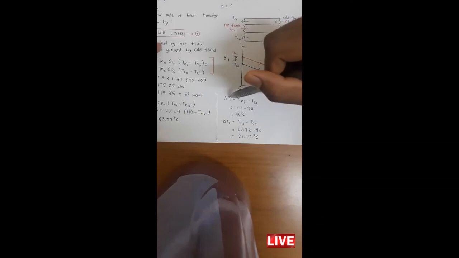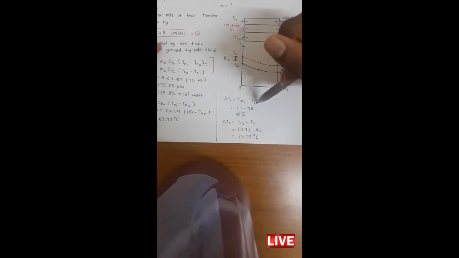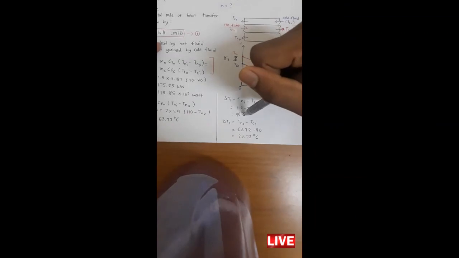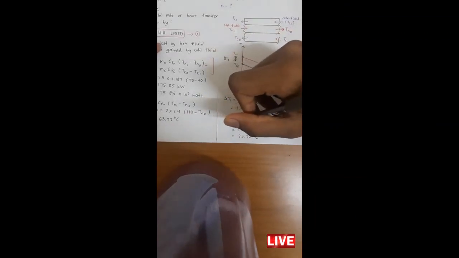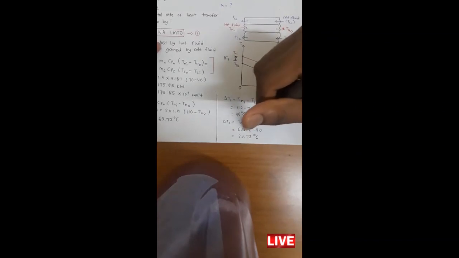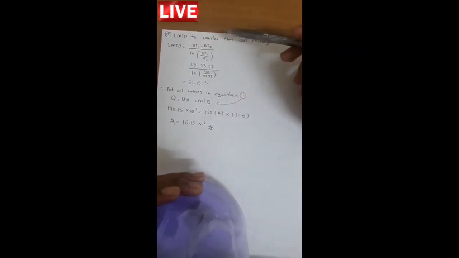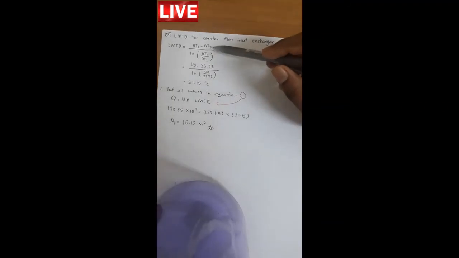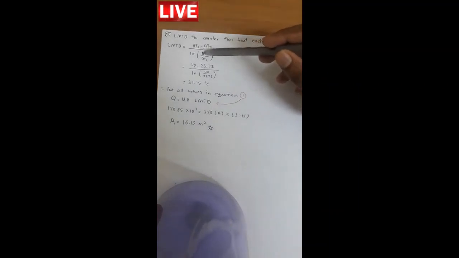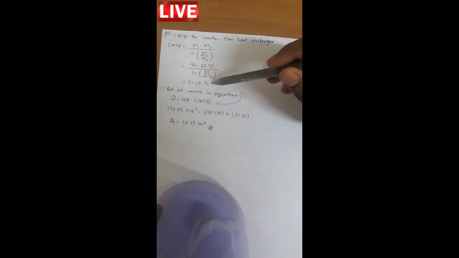Next, to identify both theta T1 and theta T2: theta T1 is Thi minus Tco, which is 110 minus 70, equal to 40 degrees Celsius, and theta T2 is Tho minus Tci, which is 63.72 minus 40, which is 23.72. This is for the LMTD of the counterflow heat exchanger. The formula of LMTD is theta T1 minus theta T2 over ln of theta T1 over theta T2. Then substitute all the values, and you will get 31.15 degrees Celsius.